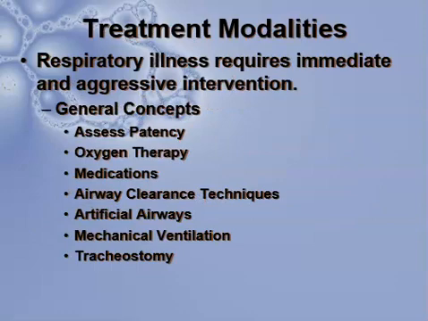So in this slide it says respiratory illness requires immediate and aggressive interventions. It requires immediate and aggressive interventions because children have less alveoli, have smaller airways, and have less developed muscles. Remember, we talked about that. We need to make sure we're maintaining a patent airway. We're giving oxygen therapy as needed.